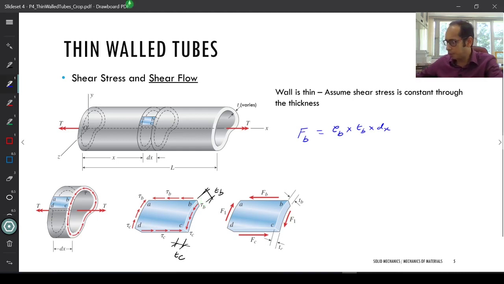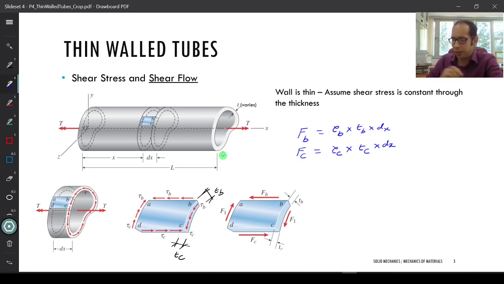Similarly, for the bottom part FC, I can go ahead and write FC as tau C times the thickness there times dx. Now, although I have written out these forces, I must satisfy equilibrium. My total FB, which is in the horizontal direction along the x direction, must be equal to FC.